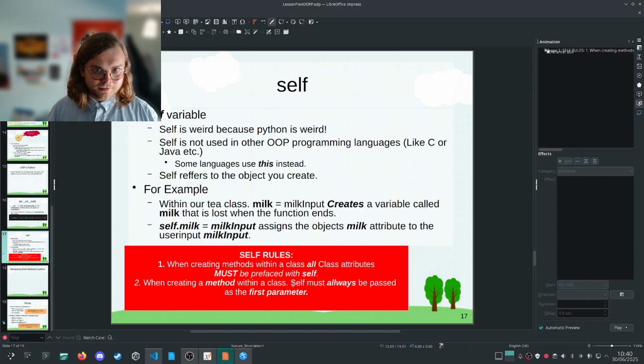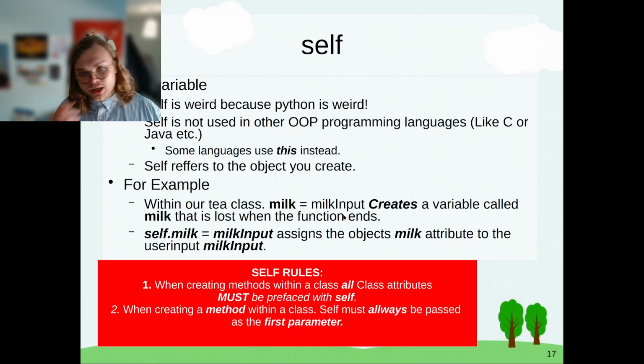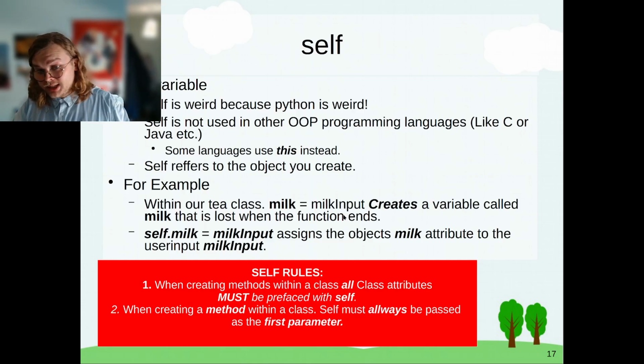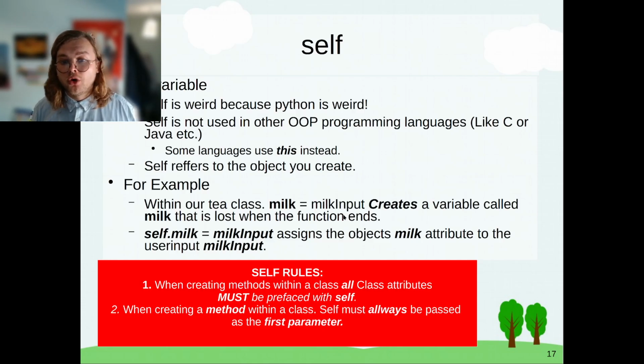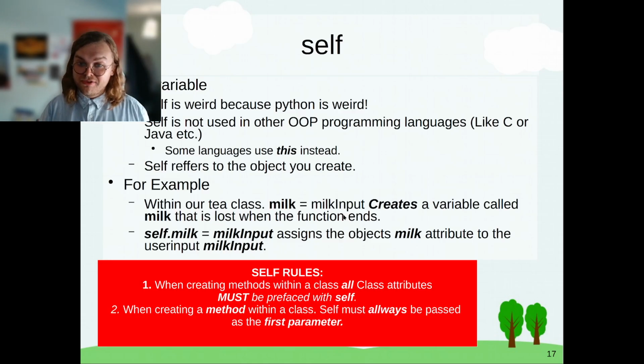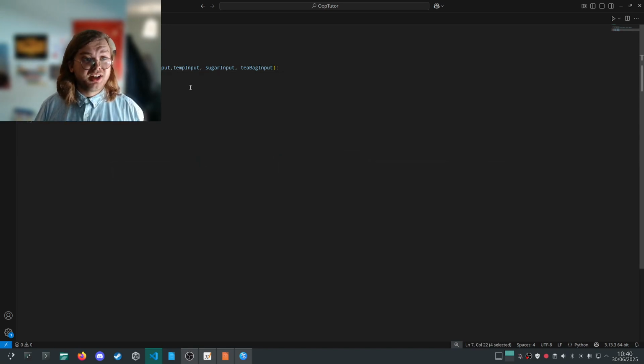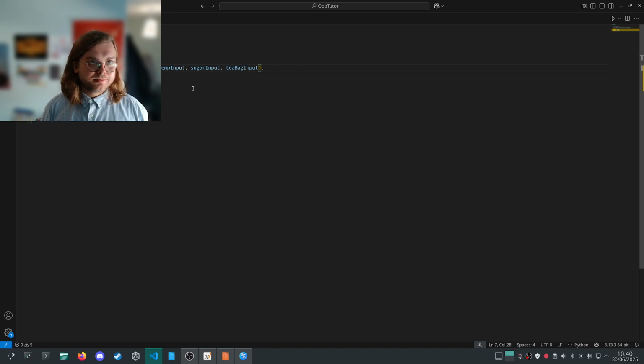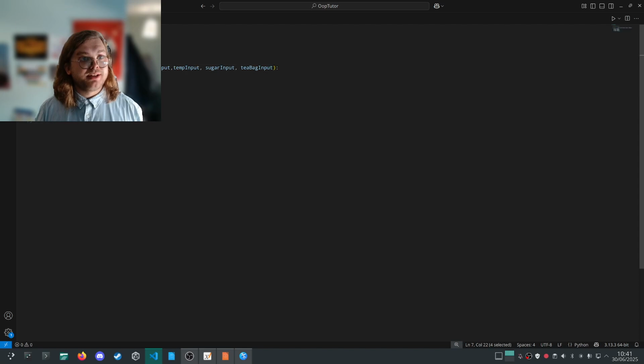And the second rule of self is that when creating a method within a class, self must always be passed as the first parameter. Can't be second, can't be third. For instance, this will not work because milk input will refer to the object and self will refer to milk input, right? Self has to be first.